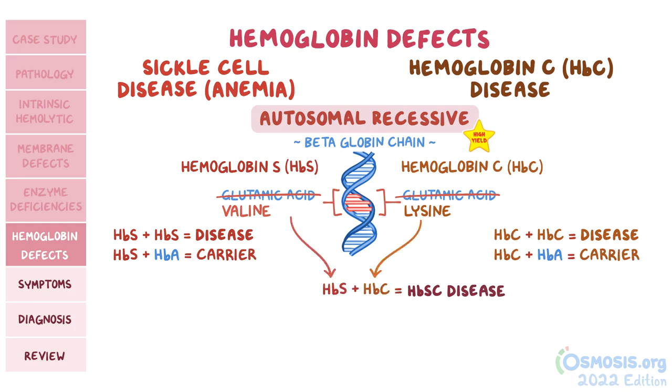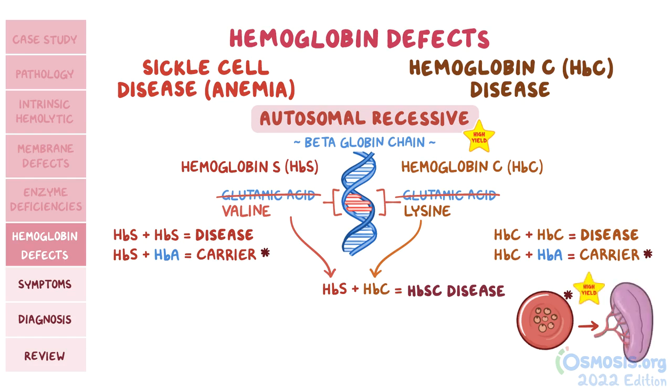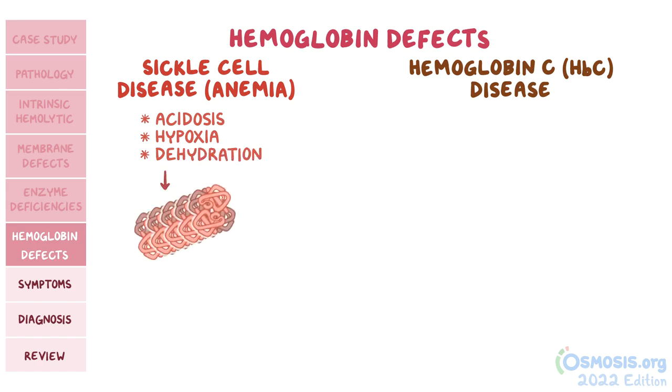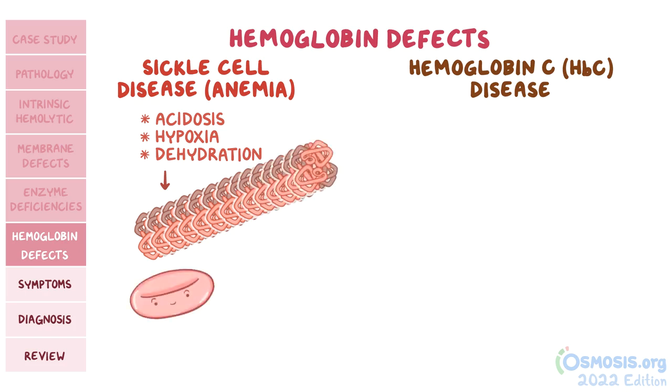An important fact to remember is that, like G6PD deficiency carriers, sickle cell and HbC carriers are also protected against malaria, probably because infected RBCs get removed by the spleen. Now, in individuals with sickle cell disease, when there's acidosis, hypoxia, or dehydration, HbS changes its shape and aggregates with other HbS proteins to form long chains that distort the RBC into a crescent shape that looks like a sickle.